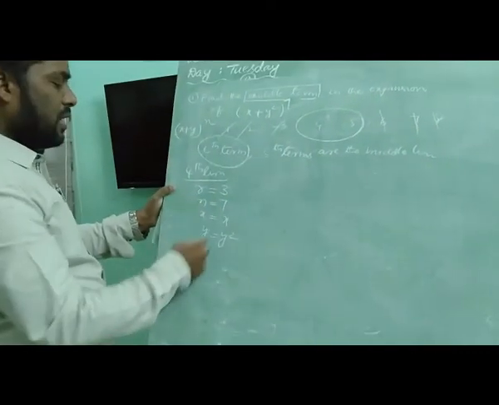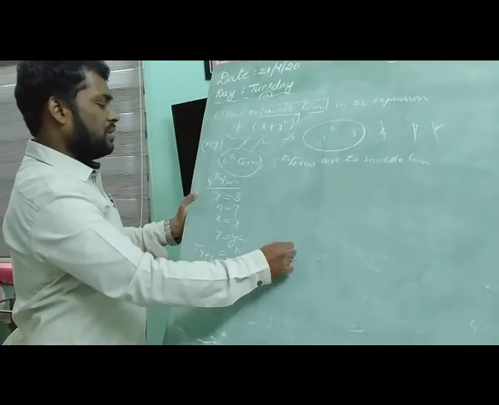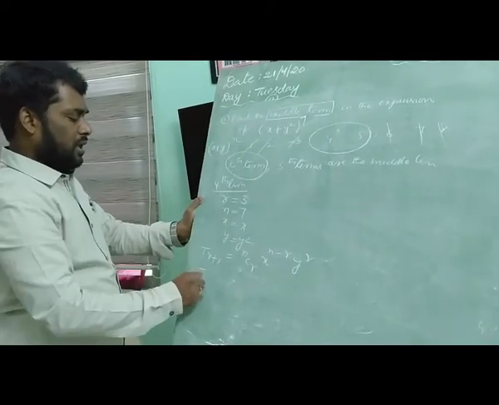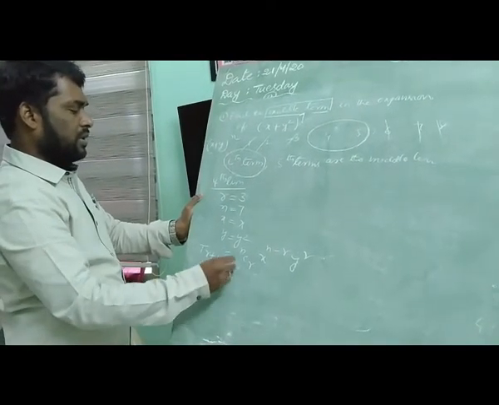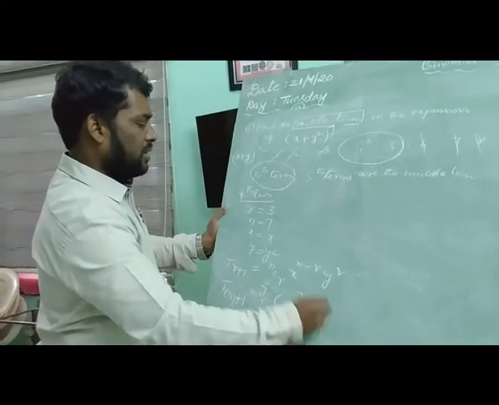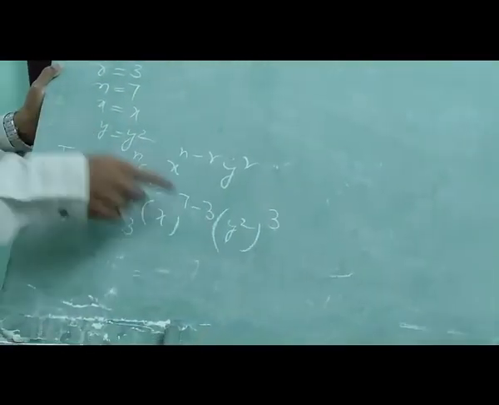So replace now these values in Tr plus 1. Tr plus 1 is equals to NCr x to the power of n minus r y to the power of r. So T, r value 3 plus 1, that is equals to NCr, 7c3 x to the power of 7 minus 3, y square whole to the power of 3. Y value is not y, y is equals to y square.